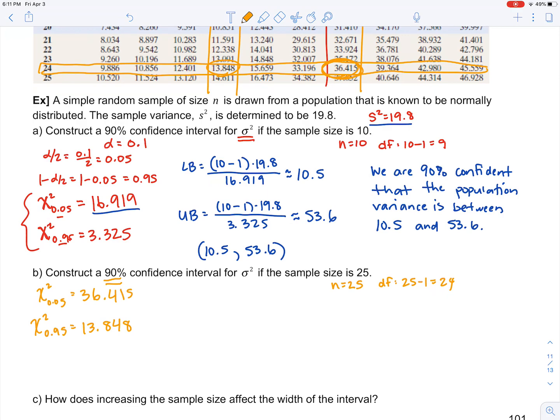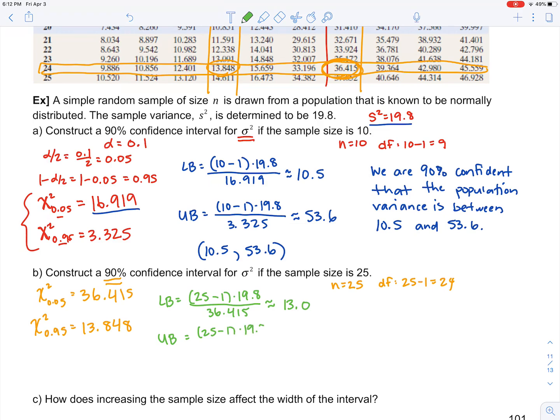Also keep in mind that when you use the formula, the numerator has n minus 1, and n has changed to 25, so that will change that slightly as well. So the lower bound would be n minus 1, so 25 minus 1, times the sample variance, which was kept the same, 19.8, divided by chi-square sub 0.05, so 36.415. Get an approximation on the calculator, 24 times 19.8 divided by 36.415. So I got about 13.0 if I round it to the nearest tenth.